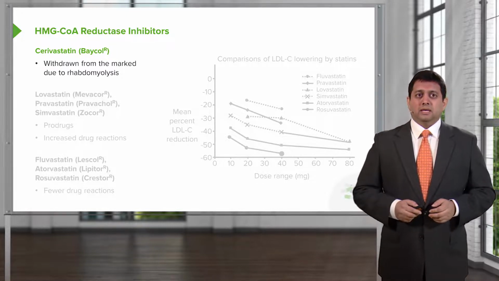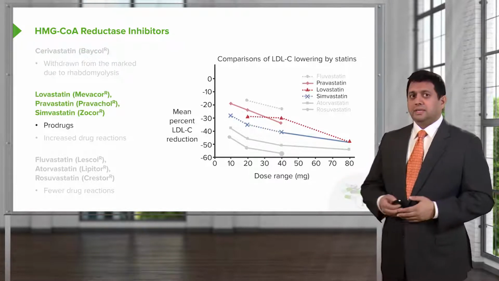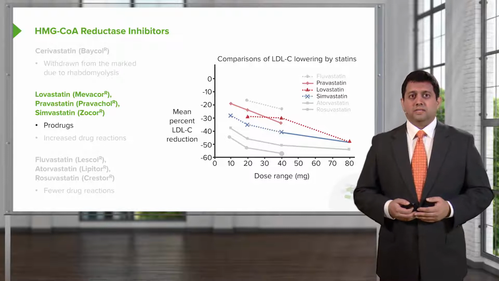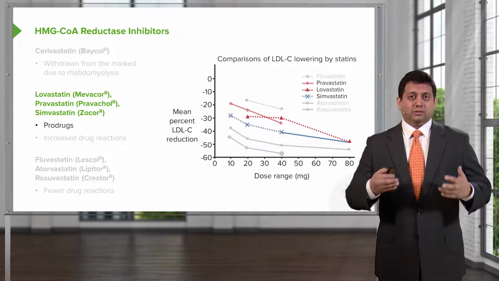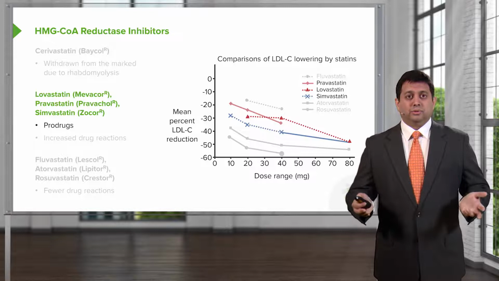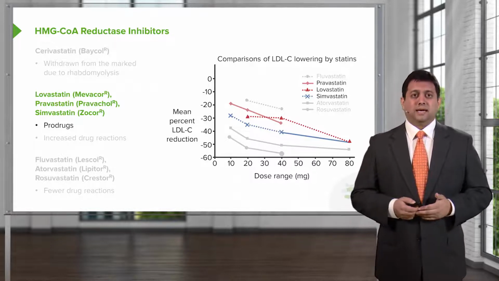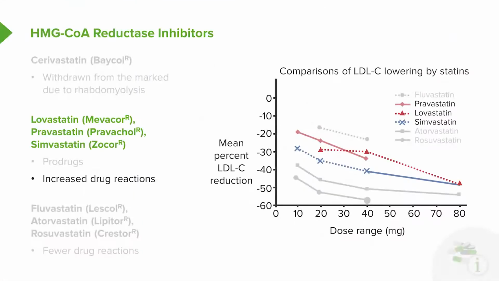The first generation of statins are lovastatin and simvastatin, and these are introduced into the body as prodrugs, and then they are metabolized into active agents. There is an increased number of drug reactions with these medications.